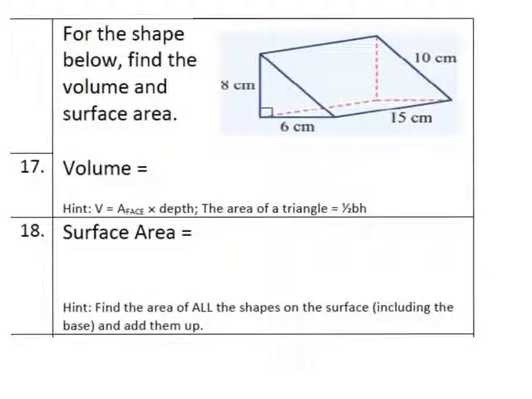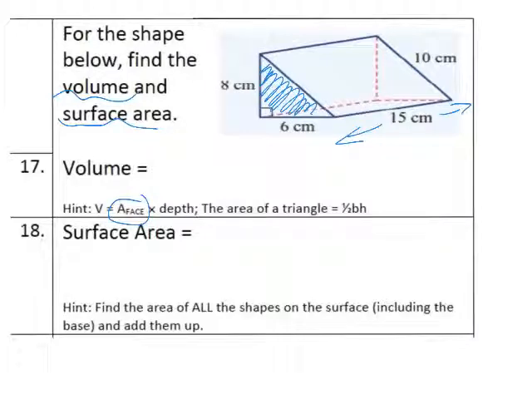Okay, we're up to number 17 now, and we're told that we have to find the volume and the surface area of this shape that we've got here. Now read the hint carefully. It says the volume is the area of the face, which would be this triangular face of the prism here, multiplied by its depth. Its depth is 15 centimeters.